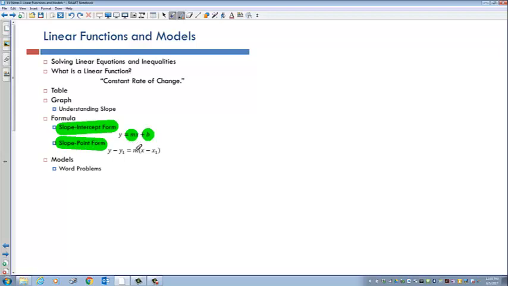The slope point form involves the slope m, and then this x sub 1, y sub 1 is a point. I want to talk a little bit about where this formula comes from. The slope intercept form comes from our basic intuition. The idea is you start with a number b and you add m each time, so that's how you develop that formula, really. But this formula comes from more of the geometry.